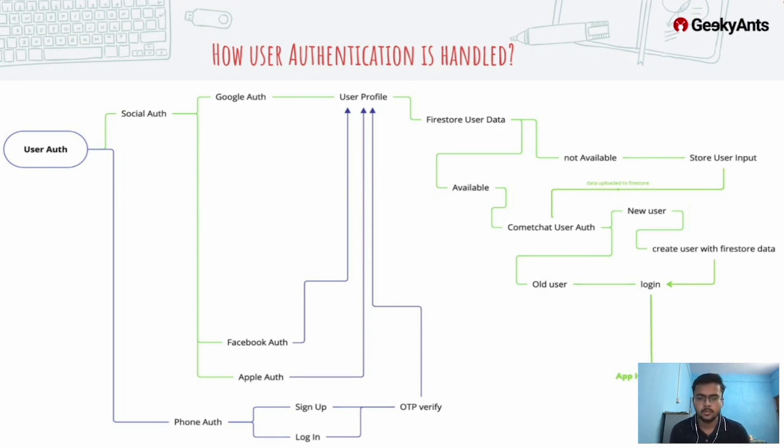Comet Chat is basically another feature or another service, so that also has to be authenticated. That has to be done using Comet Chat authentication. In the graph, you can see that we have provided two options: social authentication and phone authentication. In the social authentication, you can see Google authentication and Facebook authentication.